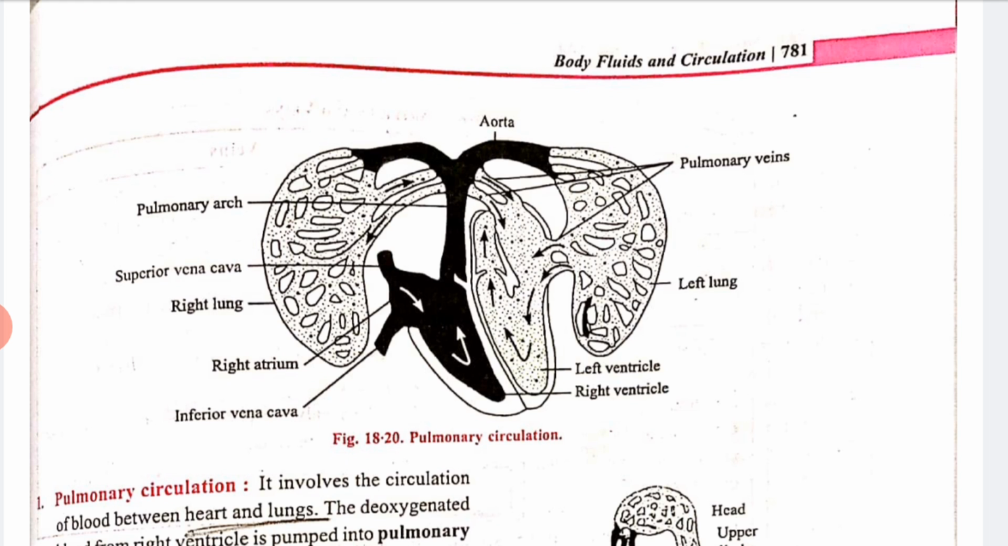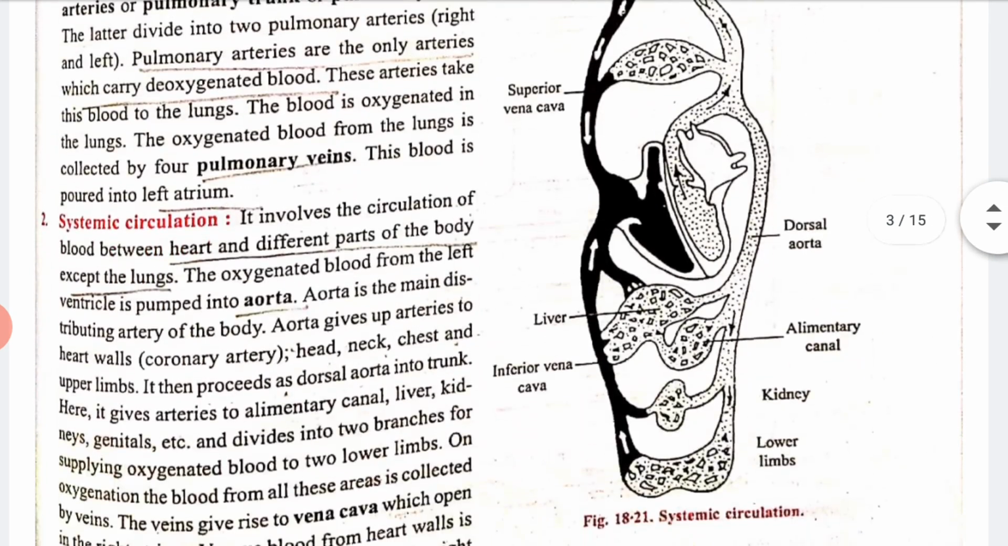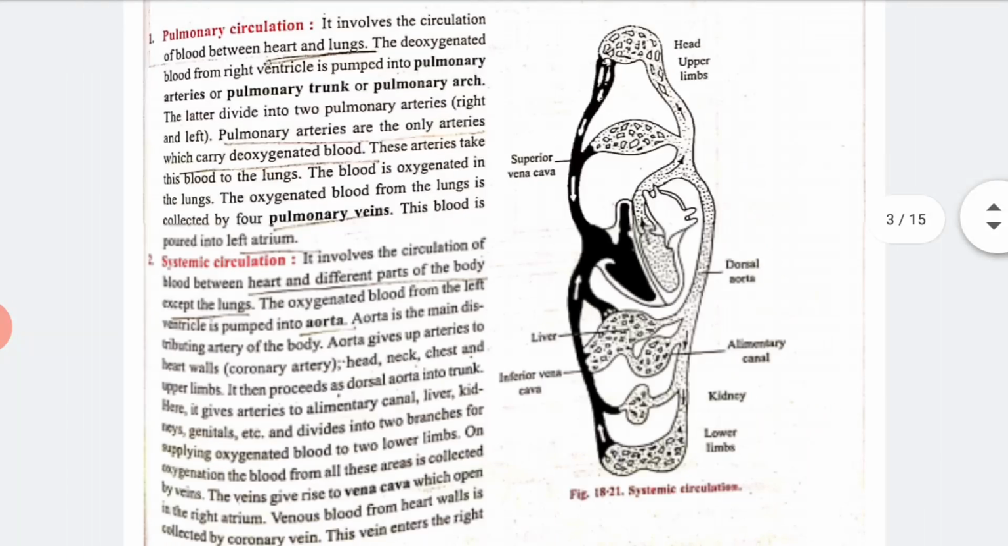Next we have systemic circulation. You can see this structure. This is the figure of systemic circulation. So how does it work? It involves the circulation of blood between the heart and different parts of the body except the lungs. Because lungs have already been covered in pulmonary circulation, so except lungs.